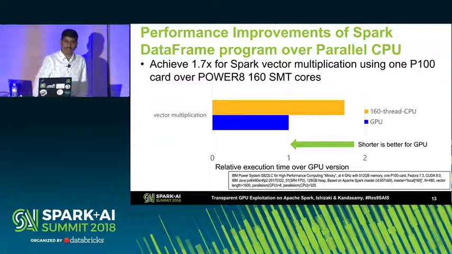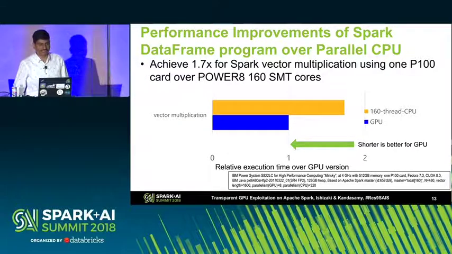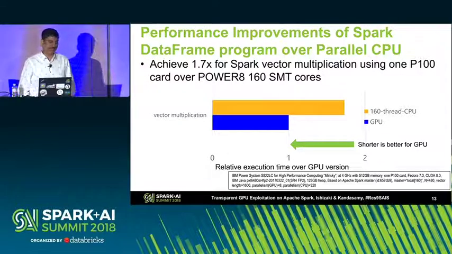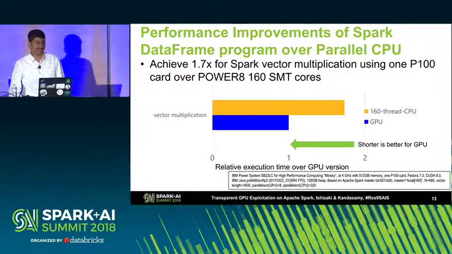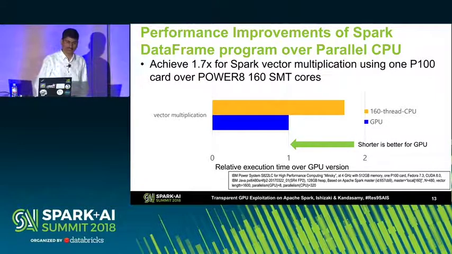We wrote a vector multiplication program and benchmarked it. And we were able to get a 1.7x improvement for that example.